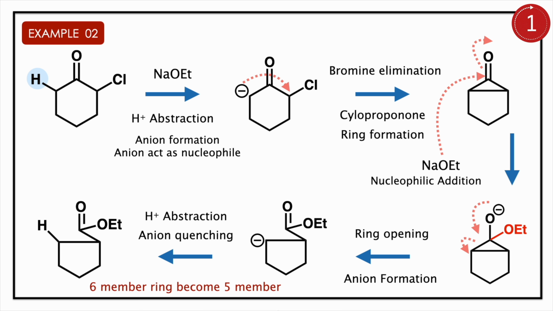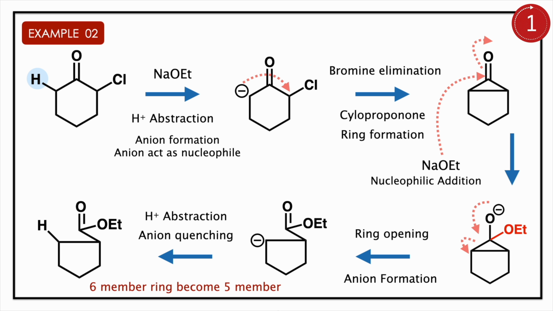Don't get confused or intimidated, just use the basics to get the final product. Redraw the molecule with hydrogen. Sodium ethoxide you are using, and you have an alpha hydrogen. Sodium ethoxide promotes H plus elimination to form the anion. Then the anion has to be quenched. It attacks the chlorinated carbon.